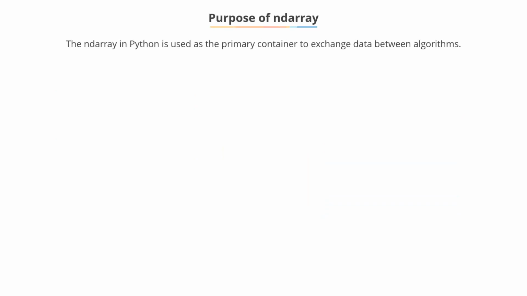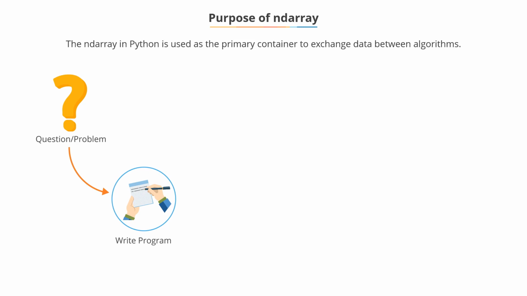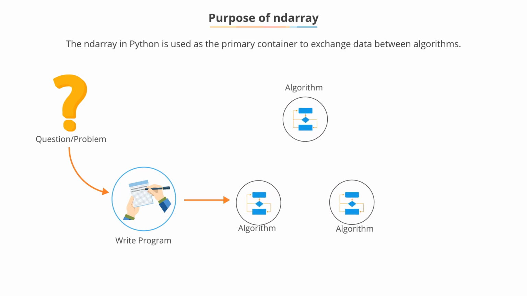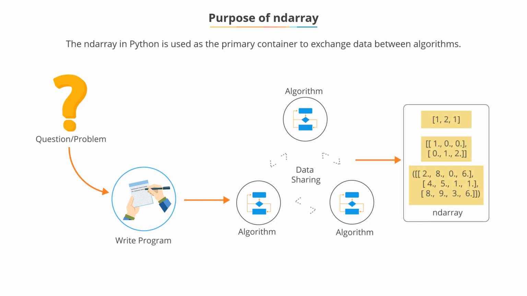Before we go into more details, let's try to understand how ndarray is actually used. For data scientists, it all starts with a problem or a question and a dataset. They then write a program to solve the problem or answer the question. A program can have multiple algorithms that contain business logic, such as functions or element-wise computations or mathematical operations. Algorithms within a program need to share data to manipulate it and execute the embedded logic. An ndarray makes this task simple. It's used as a primary container for the data and is available throughout the program for fast and efficient computing.